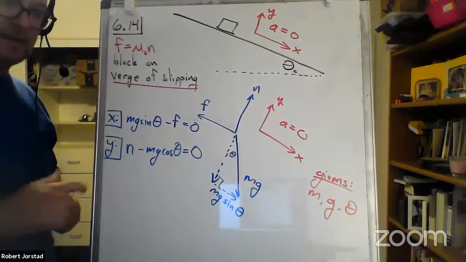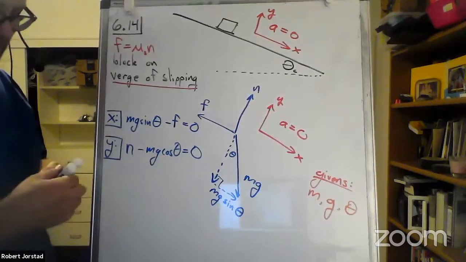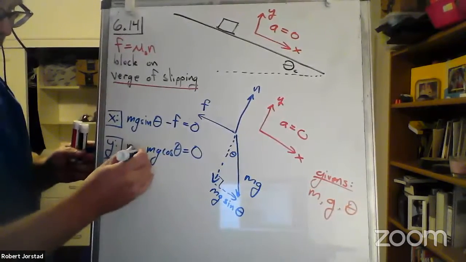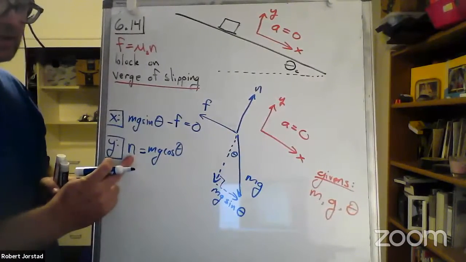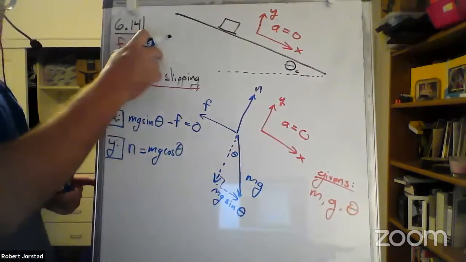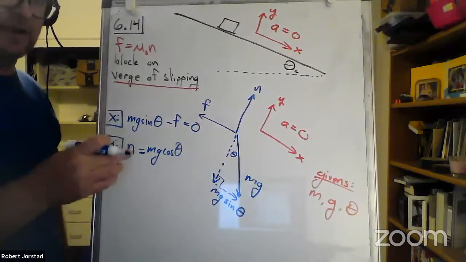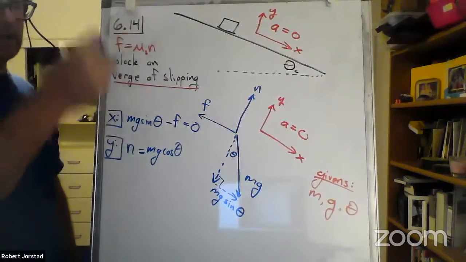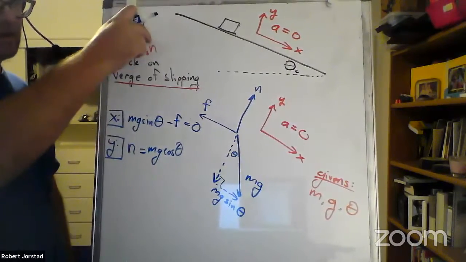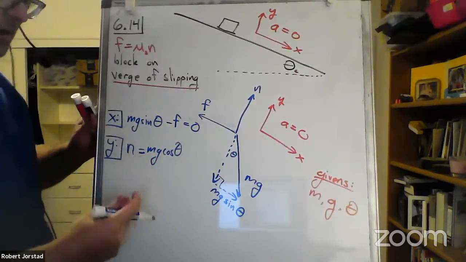However, I could figure out N because this is going to relate to these. So maybe I'll do that really quick. Now that I know the normal force, I could plug that into here and get the coefficient of friction involved. I don't want friction. I want the coefficient of friction. So I need to get this thing involved. Well, I could plug this into here, then plug that into there. Done.